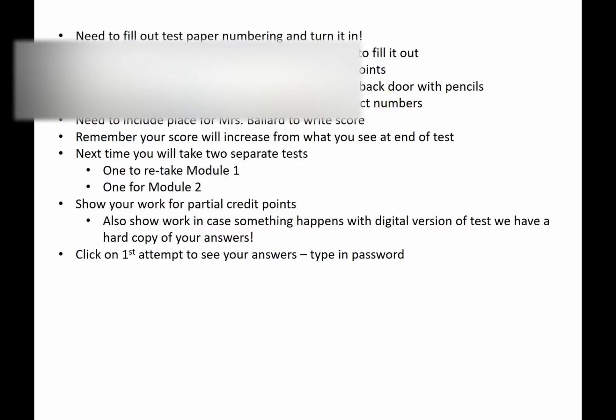So you need to fill out the test paper and numbering and turn it in. We had a whole bunch of people not do it on the last test, so we need to make sure that happens. It's going to actually be worth points towards your test grade to fill out the paper and fill it out correctly the next time. You need to actually do the correct color test. So if you've got a yellow paper, you should be doing the yellow test. If you've got a green paper, you should be doing the green test. Next time, if you don't, it's going to be worth 0 points.